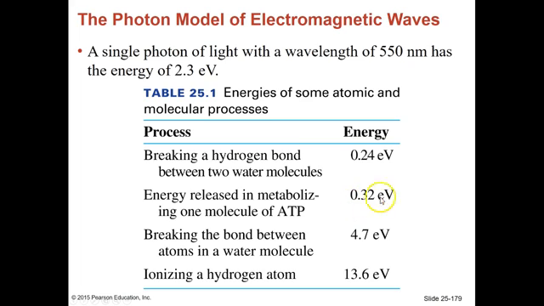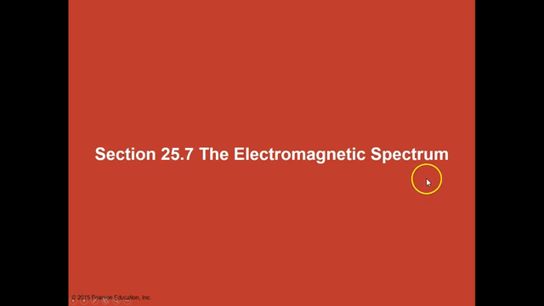If I metabolize one molecule of ATP, it's about 0.32 eV. If I break the bond between the atoms in a water molecule, it takes a little bit more energy. It's about 4.7 eV. And then if I ionize a hydrogen atom, strip that electron off, it takes about 13.6 eV. So that kind of tells you how powerful a photon of light would be.